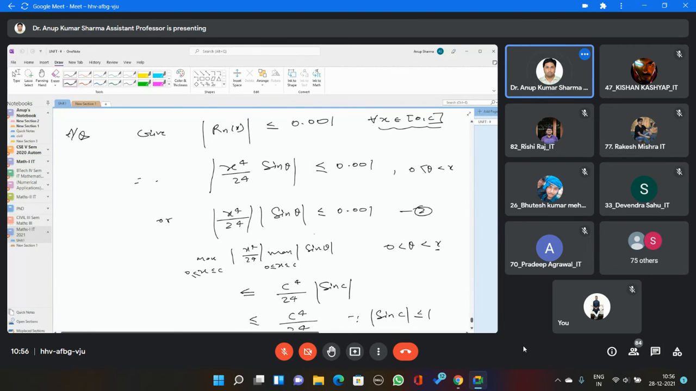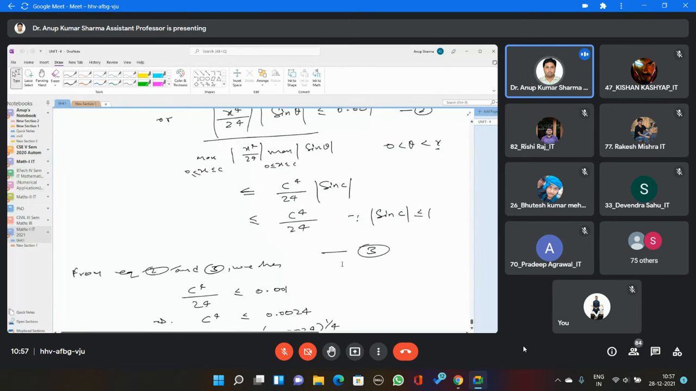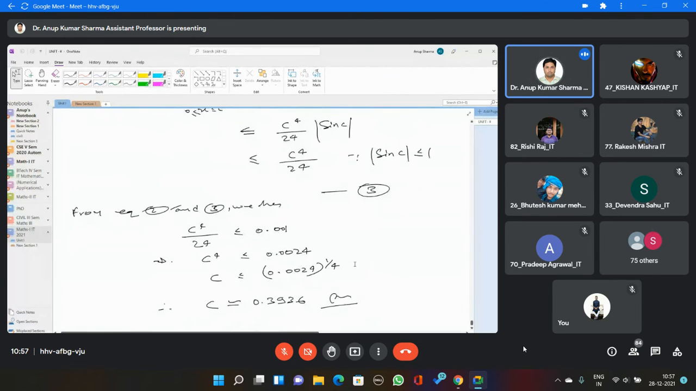We have this one. And after that, for the maximum value of C, because on the x variable, we need x at its maximum value. This is less than C upon 4!, and modulus sin C is less than or equal to 1. So this is this one. Now comparing these two expressions, 2 and 3, we will get the value of C.